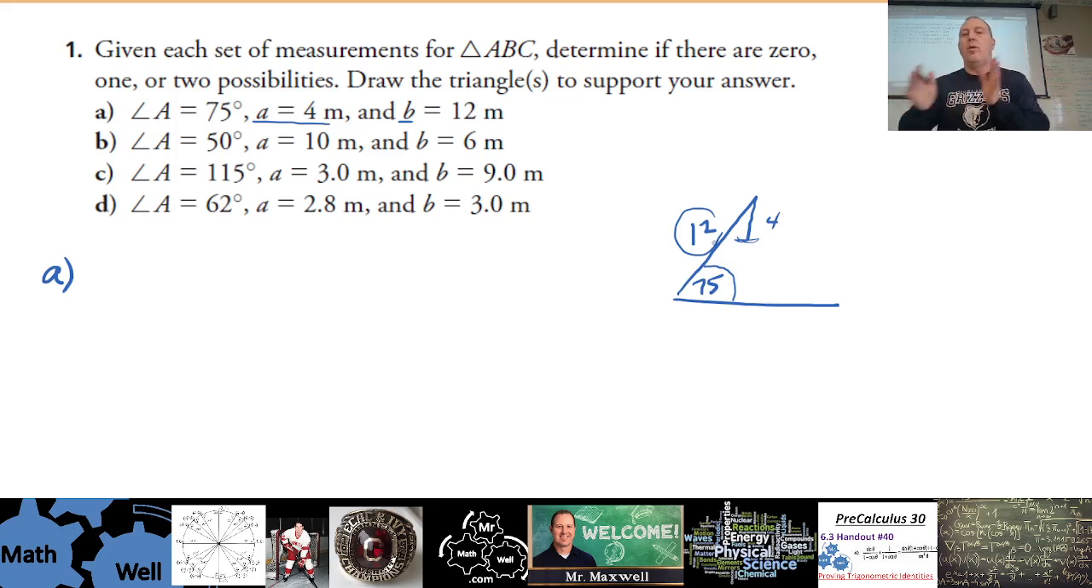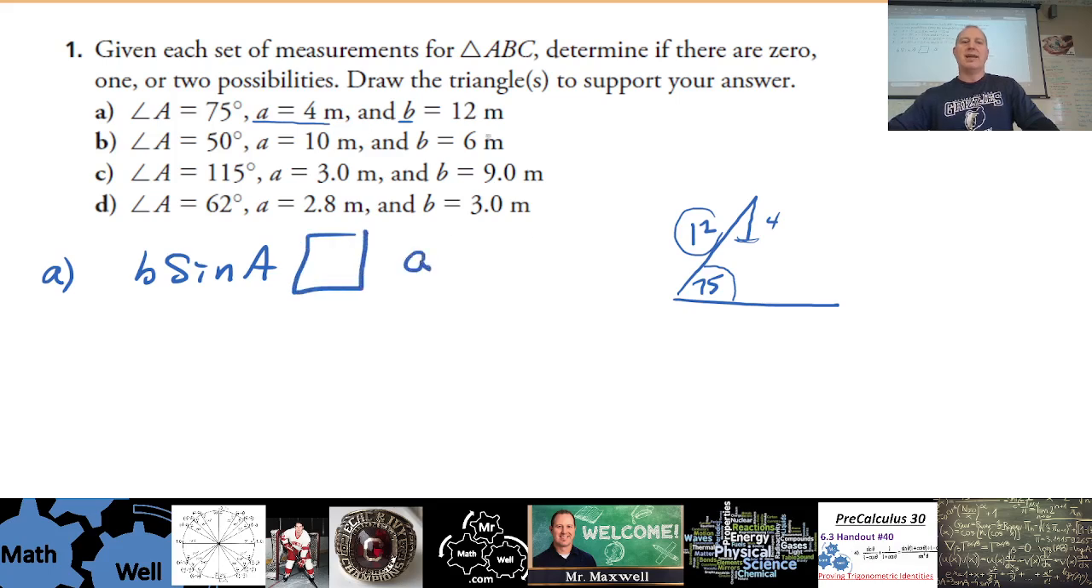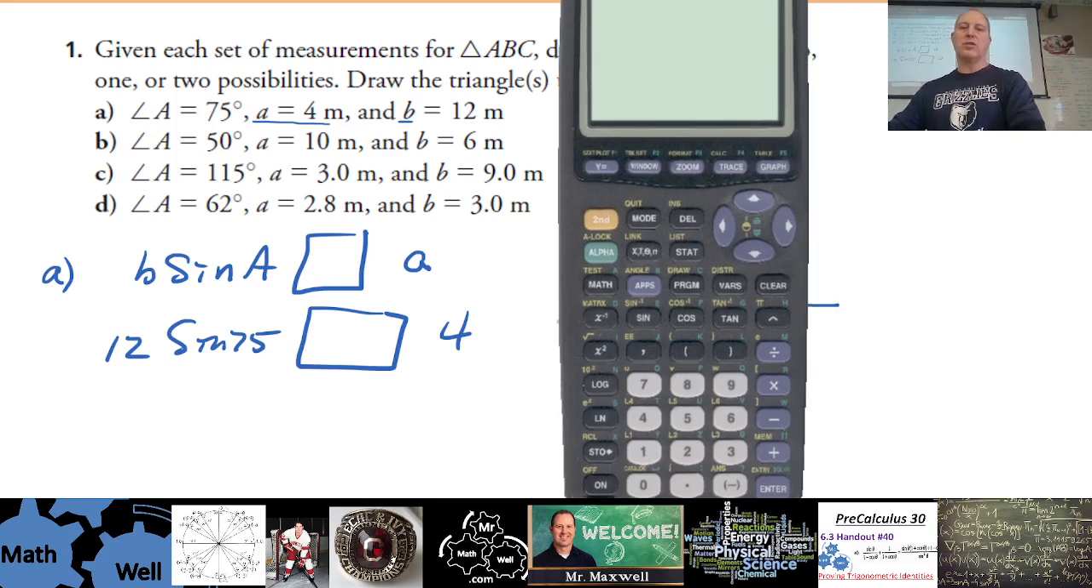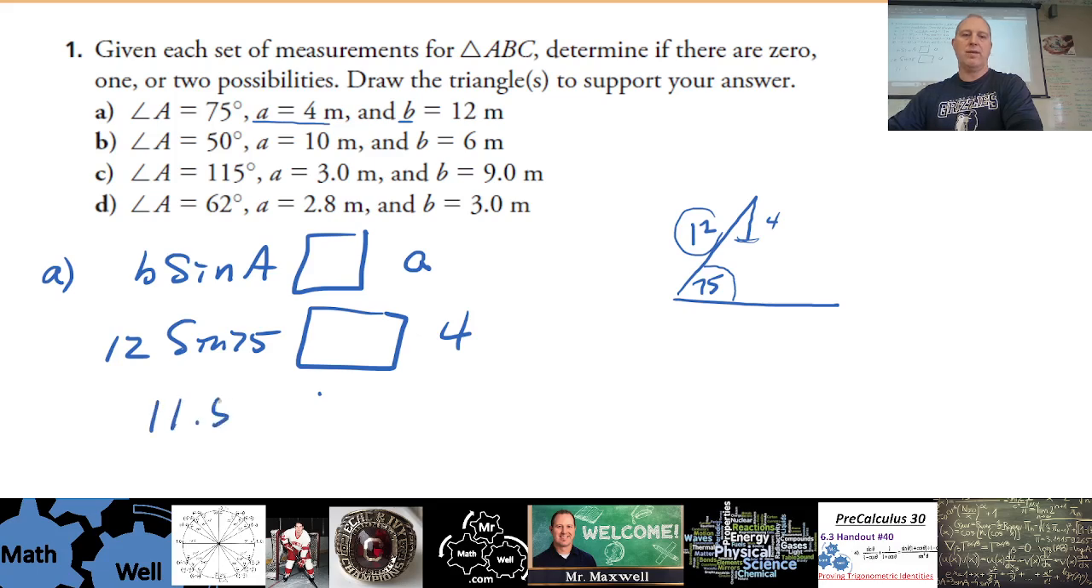That's not enough, though. What you have to do is say, how does A compare to B sine A? B sine A is 12 times sine of 75. And how does that compare to our given side of 4? Remember that B sine A is going to represent the minimum length that we would need to have a triangle form. So 12 times sine of 75 is 11.59.